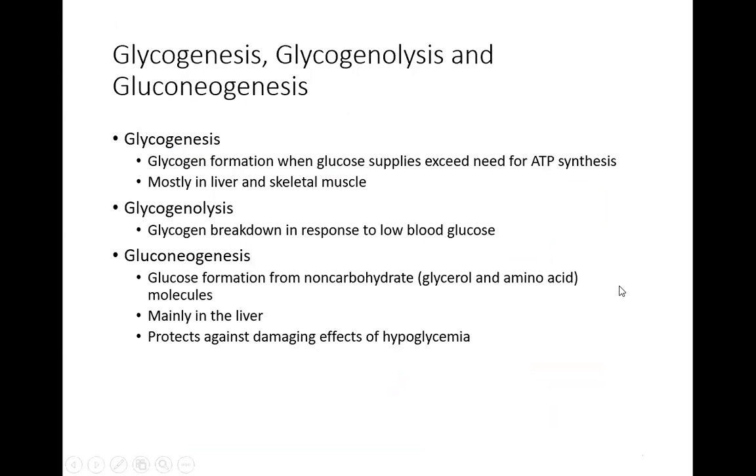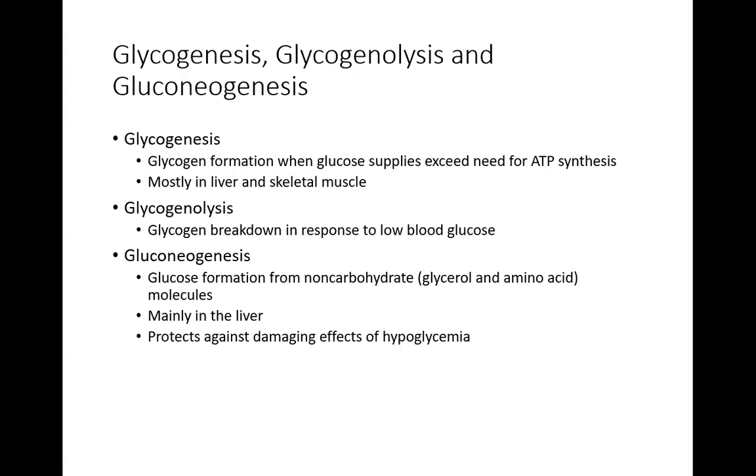So now, last slide, and then we're done with this unit. Three terms: glycogenesis, the creation of glycogen. Genesis means creation. When we have excess glucose, we can store it in glycogen in our liver and in our skeletal muscles. If we have even more glucose, we will store it in adipose cells as fat.